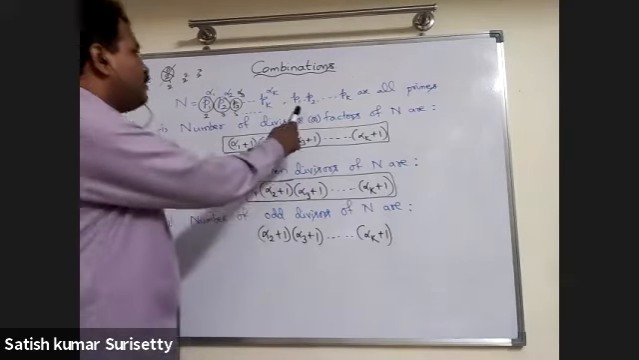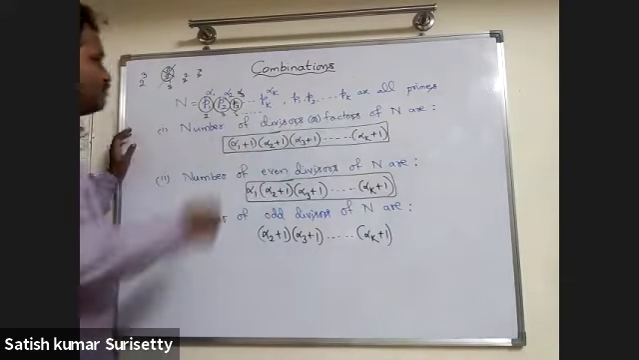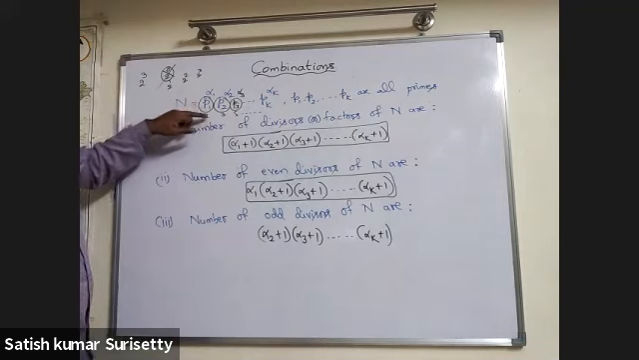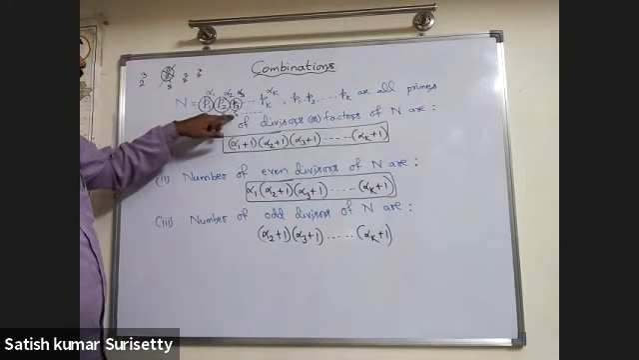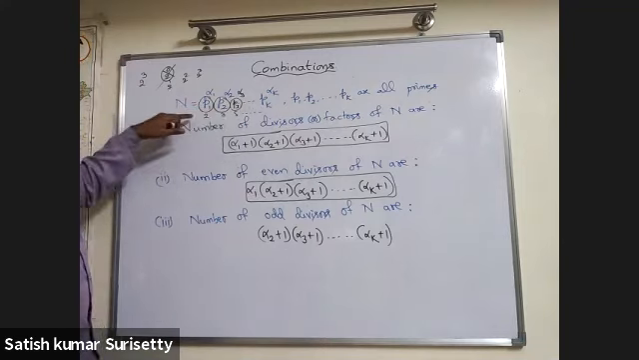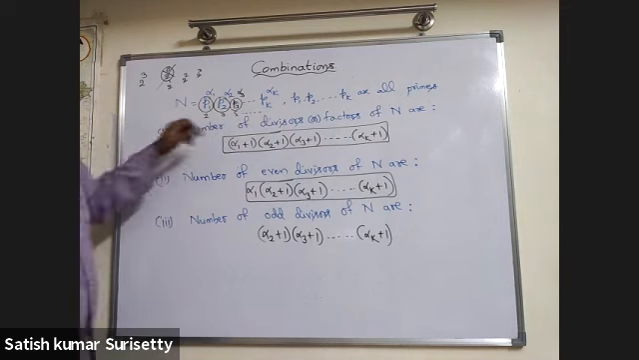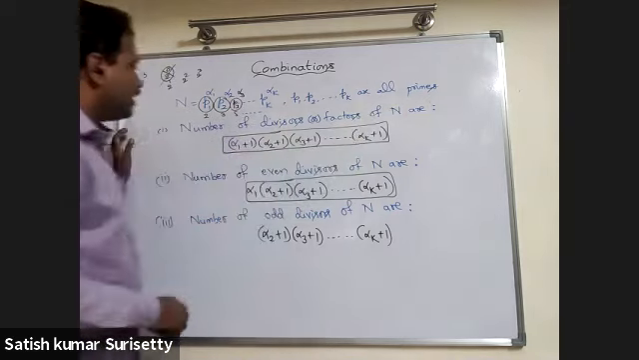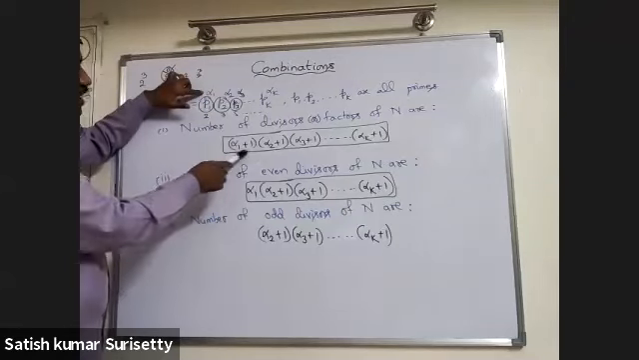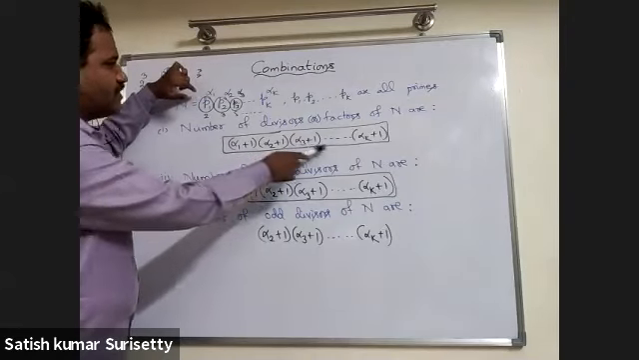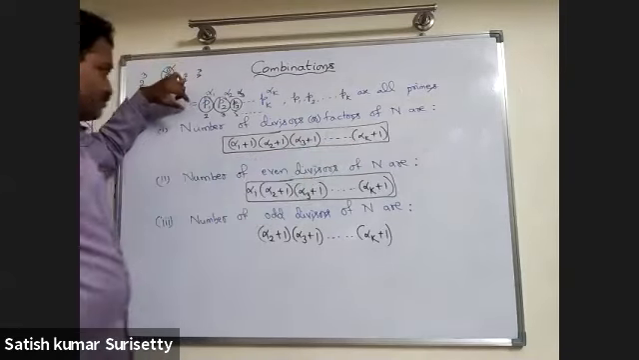Because here p1, p2, p3, and so on all are prime numbers, I can choose p1 equal to 2, p2 equal to 3, and p3 equal to 5, and so on. They are distinct primes. So the number of divisors or factors of n will become (alpha 1 plus 1)(alpha 2 plus 1)(alpha 3 plus 1), and so on, (alpha k plus 1).